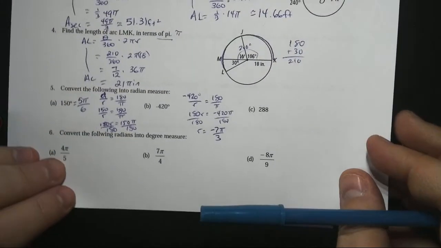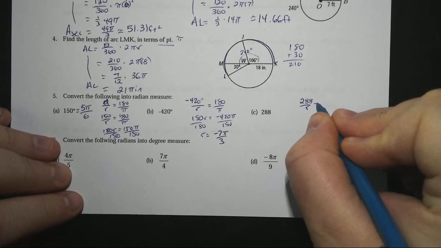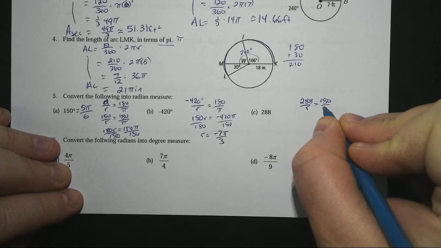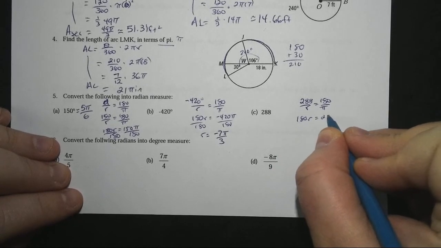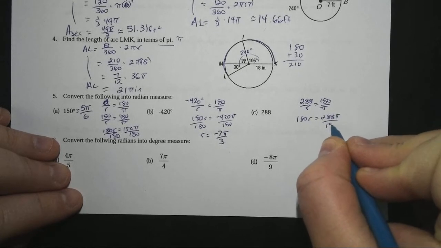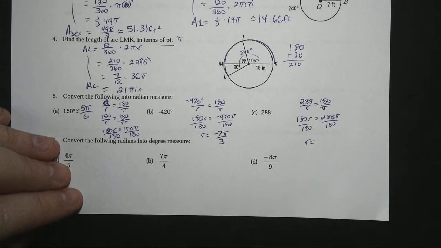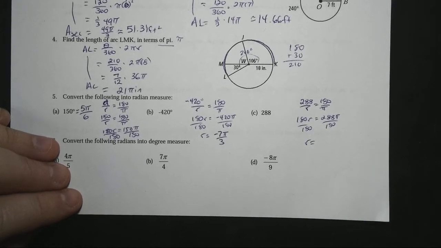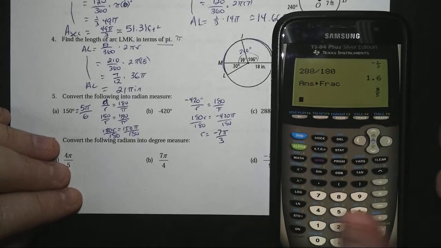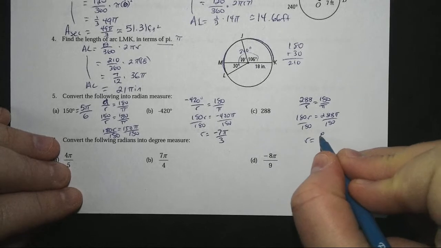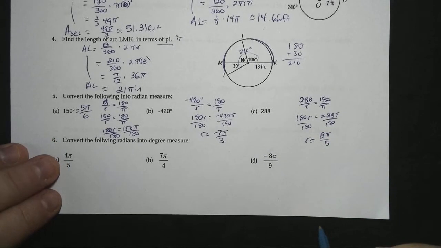Good times. All right, next one, 288. It's the same thing. 288 over r is equal to 180 over pi. Cross multiply. 180 r is equal to 288 pi. Divide by 180. And then r is equal to, what do we get when we reduce? So 288 divided by 180 gives us, yours is going to come out to your fraction right away, 8 over 5. So it's just 8 pi over 5. And there's our radians.